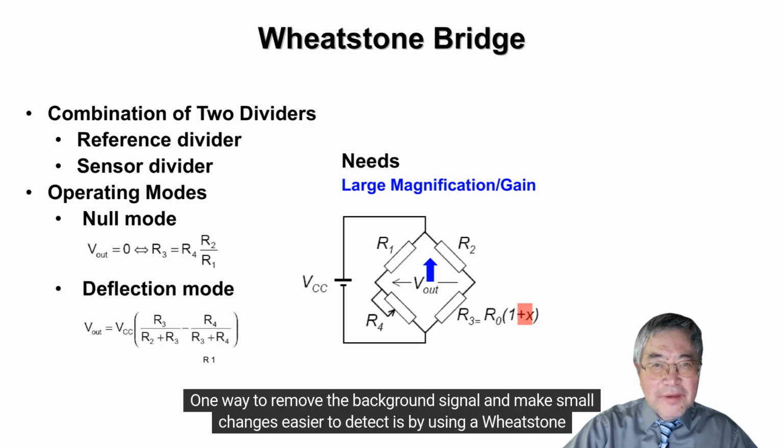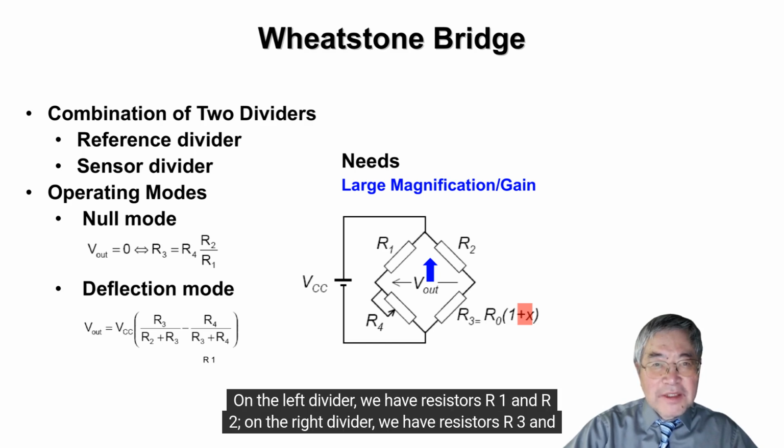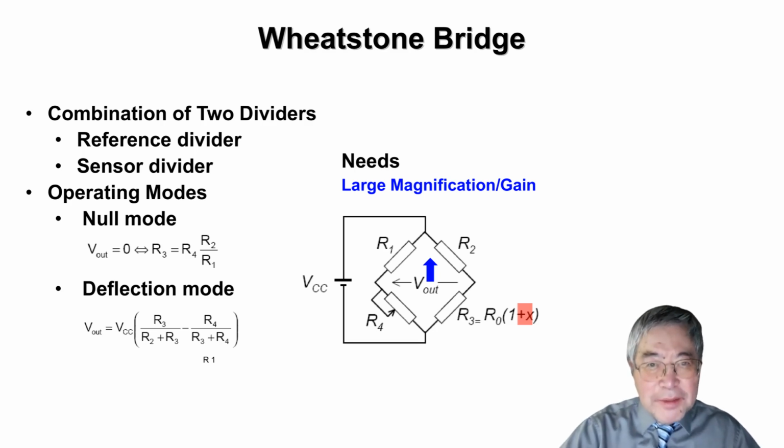One way to remove the background signal and make small changes easier to detect is by using a Wheatstone bridge. The Wheatstone bridge is essentially two voltage dividers connected side by side. On the left divider, we have resistors R1 and R2. On the right divider, we have resistors R3 and R4. The output voltage, Vout, is measured between the midpoints of these two dividers.